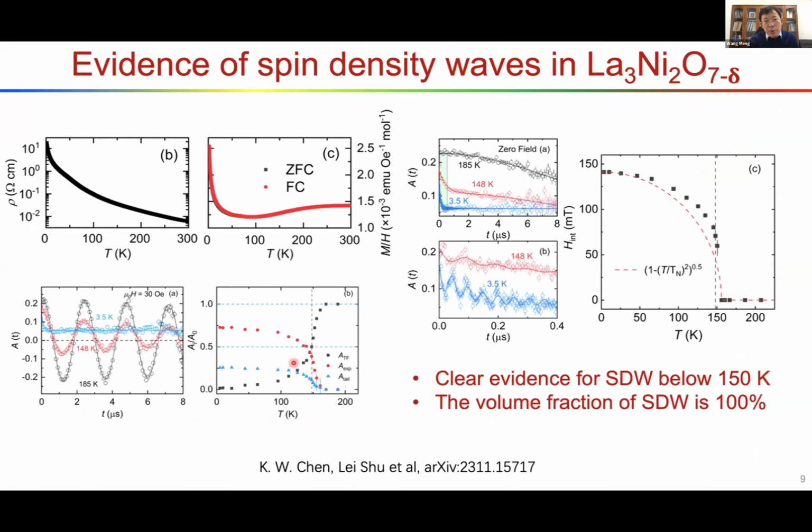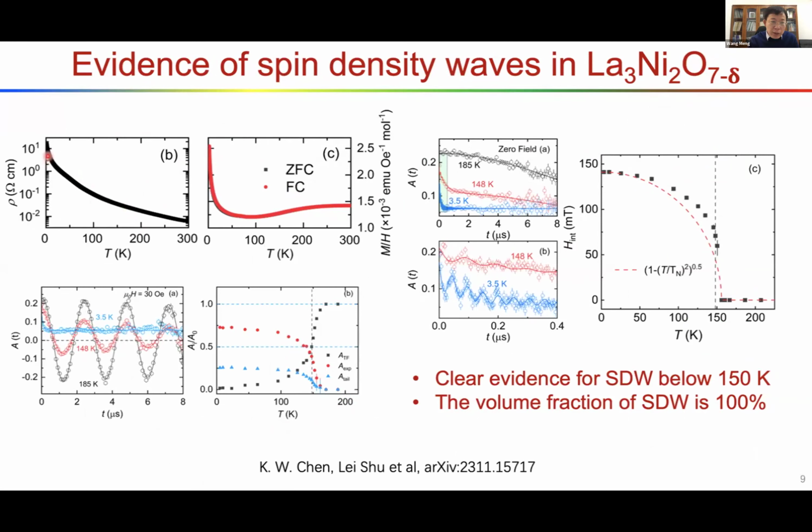Okay, so people have interest in the magnetism of this material. Actually, many groups have conducted neutron diffraction measurements on powder samples for this La3Ni2O7 compound, but no long-range magnetic order was observed. However, Professor Lei Shu's group measured this powder sample.